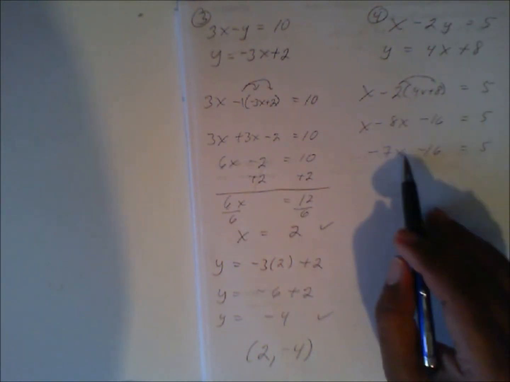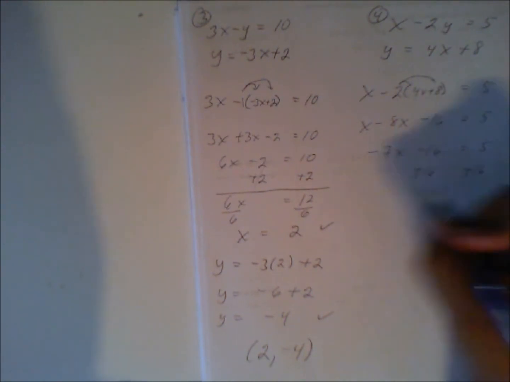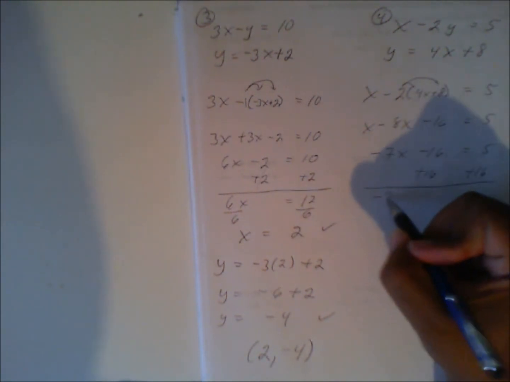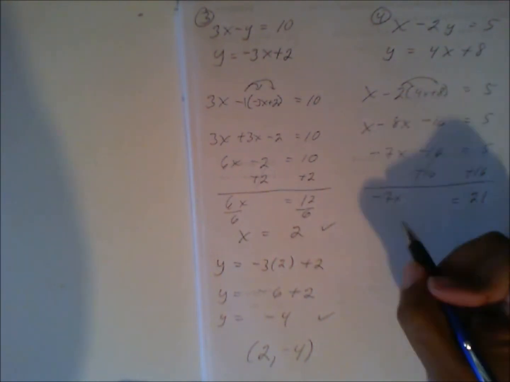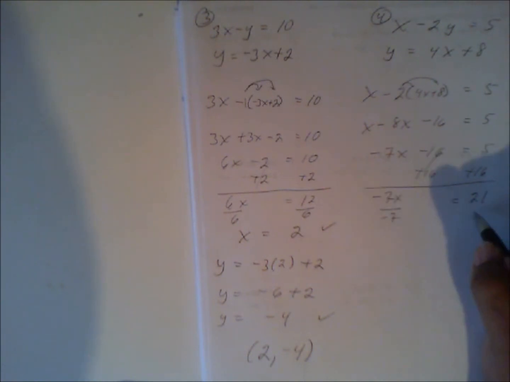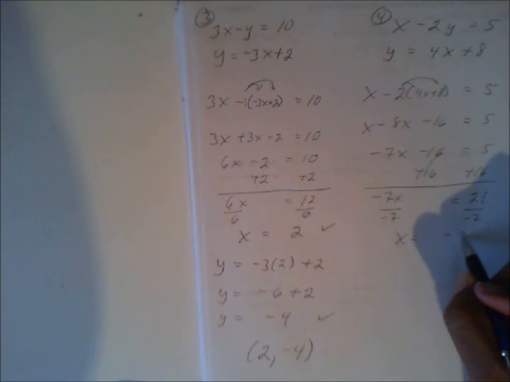Okay, and then from here I'm going to add 16 to both sides. This gives me negative 7x, this cancels, and this adds together to 21. Now I divide by negative 7 on both sides, and we end up with x equals negative 3.